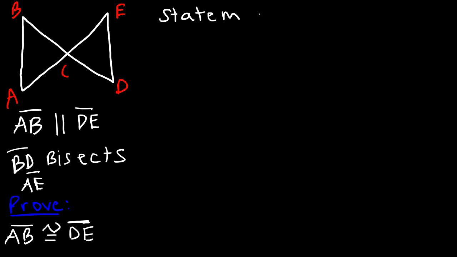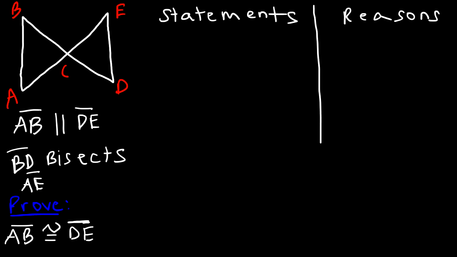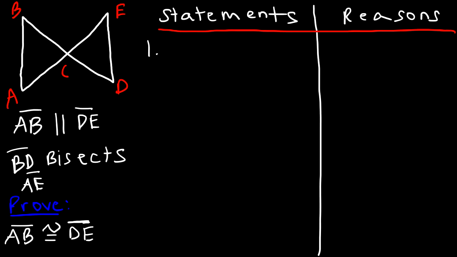So in the first column, let's put statements, and in the second one, reasons. So let's write the given. AB is parallel to DE. So that's given. And let's mark it on the graph. So this is the symbol to indicate that two lines or two segments are parallel.